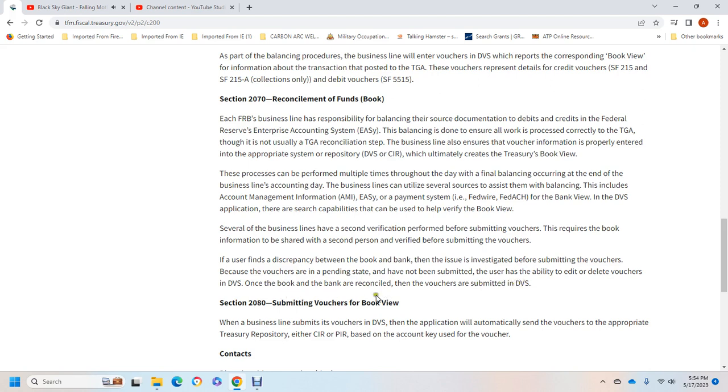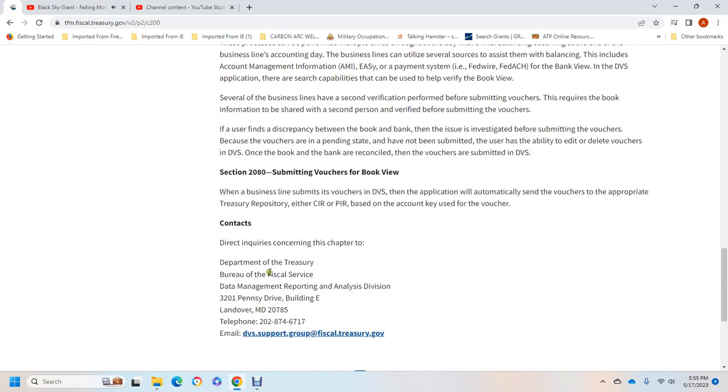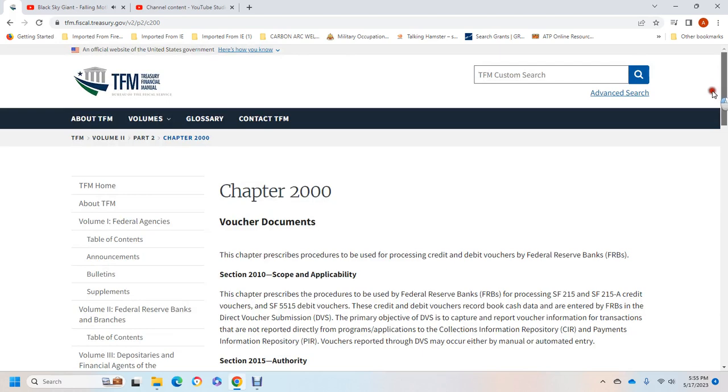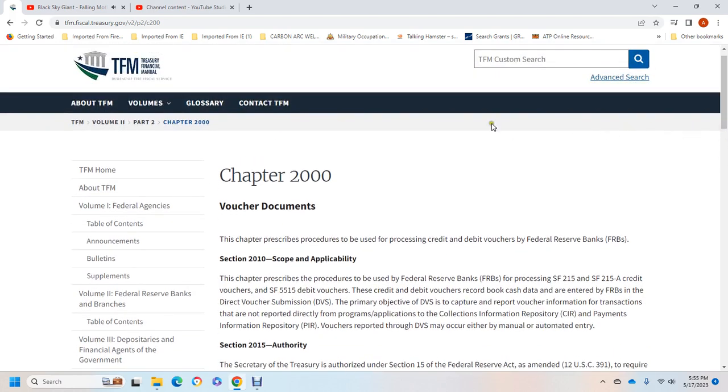Section 2080, Submitting Vouchers to the Book View. The business line submits the vouchers to Debit Voucher Submission, then the application automatically sends the vouchers to the appropriate Treasury repository, the Collection Information Repository or Payment Information Repository, based on the account key used in the voucher. Contact: Department of the Treasury, Bureau of the Fiscal Service, Data Management, Reporting and Analysis Division. And that's Chapter 2000, Voucher Documents, Part 2, Volume 2.